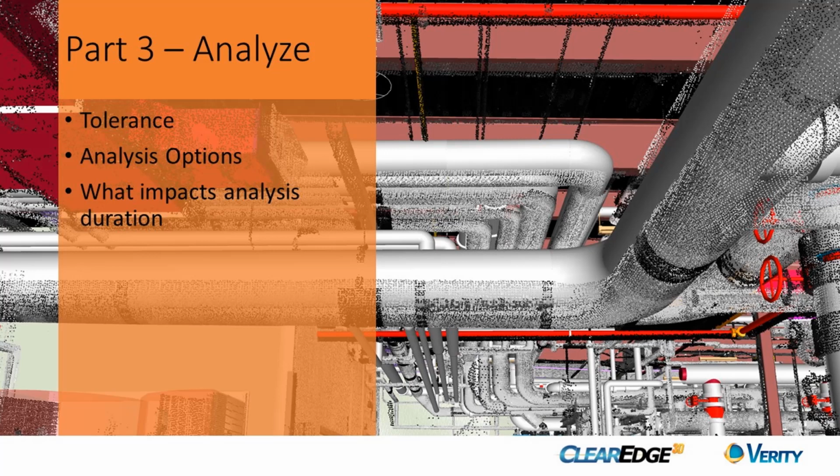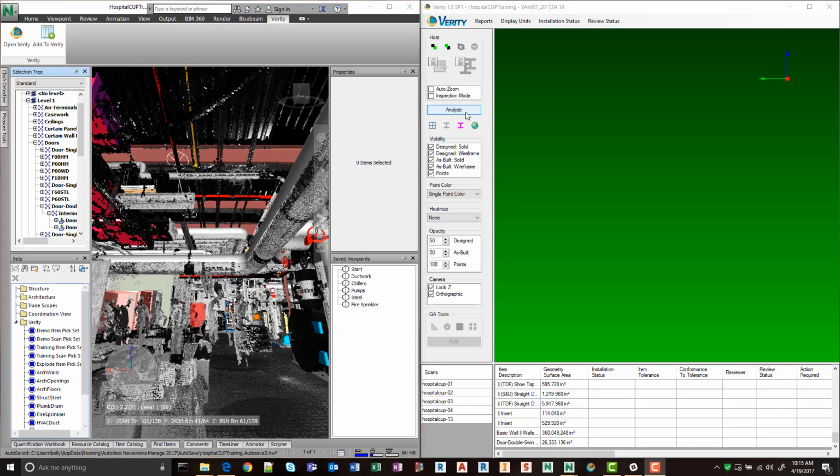For part 3 of our training, we're going to take a look at the analyze step and go through the various different options that you have when running an analysis, including tolerance, as well as the different parameters that control how our algorithms interpret the data. We'll also talk about what impacts the duration of the analysis process so that you can get the best results in the minimum amount of time.